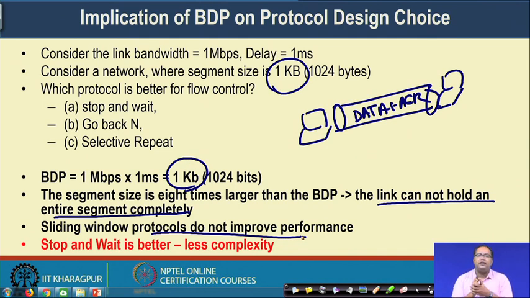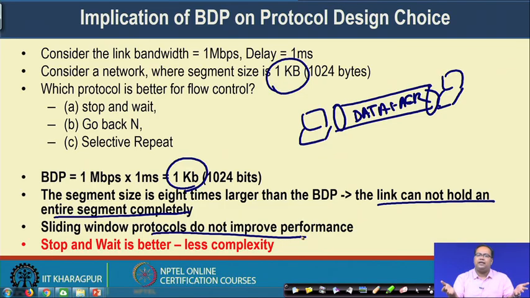So, this gives you an intuition or an example of how this parameter BDP, bandwidth delay product, helps you to make a design choice, that which particular sliding window protocol you should use to improve the network performance with minimal complexity. And at the same time, the example that I have given you earlier, that bandwidth delay product will help you to choose the optimal window size, that what window size you should use such that you can utilize the maximum capacity of the network.